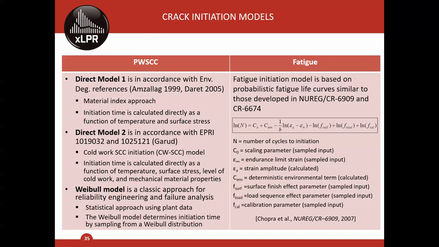Direct Model 2 adds effects of cold work on the SCC susceptibility by considering mechanical properties defining the material strength and strain hardening response. Again, the temperature dependence is captured using an Arrhenius term. Surface stress and cold work dependencies are related to the function of the material yield strength, ultimate strength, and elastic modulus. Direct Model 2 also includes calculated stress thresholds below which PWSCC does not initiate, or above which PWSCC is modeled to initiate immediately.